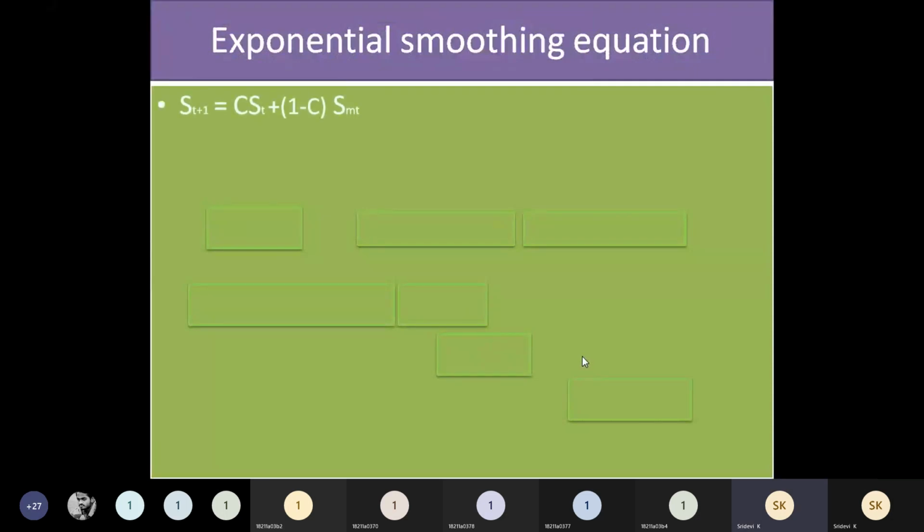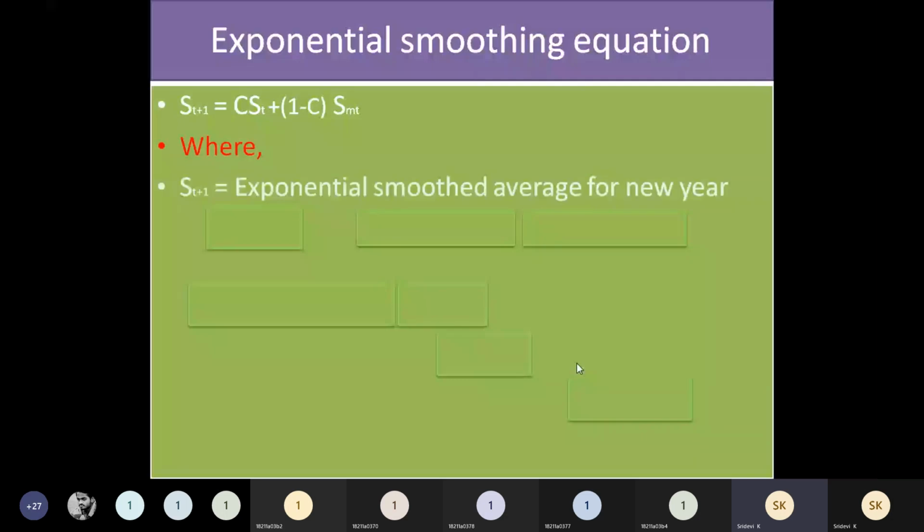See here, to find out the exponential smoothing equation. The equation is S(t+1) = c·S(t) + (1 − c)·SM(t). Okay, t stands for the time period. So S(t+1) stands for the exponential smoothed average for the new period. Here we have taken it day-wise, no? So you can say that it is for the new day, that is for the sixth day.